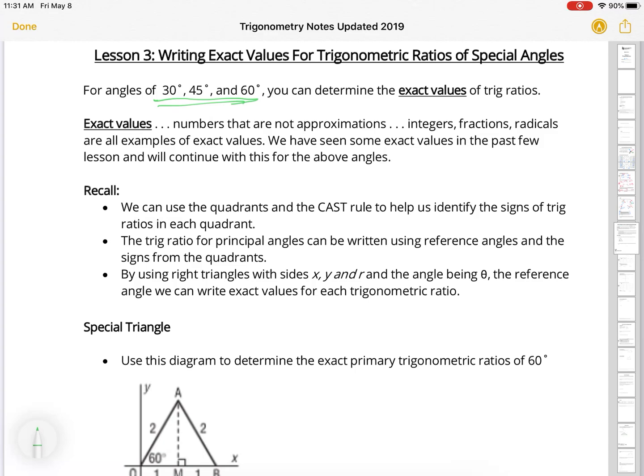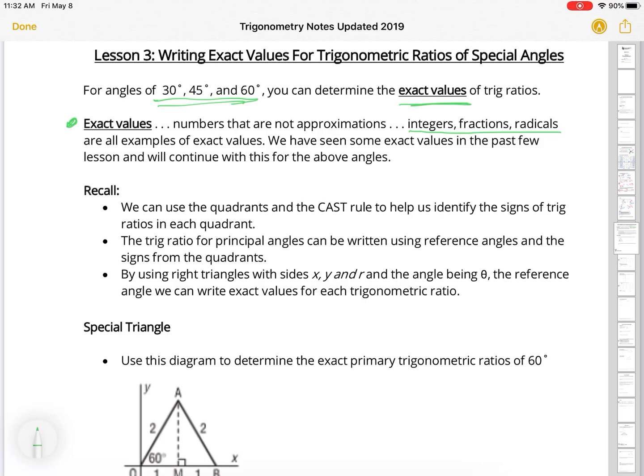Okay, so today we're going to be looking at writing exact values for trigonometric ratios of special angles. The special angles are 30, 45, and 60 degrees, and for these angles, you can determine exact values of trig ratios. Exact values are numbers that are not approximations, so integers, fractions, and radicals are all examples of exact values. We've seen some exact values in the past few lessons, and we'll continue to see this for the above angles.